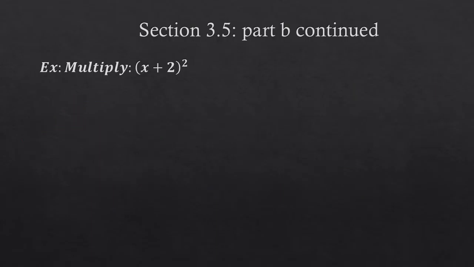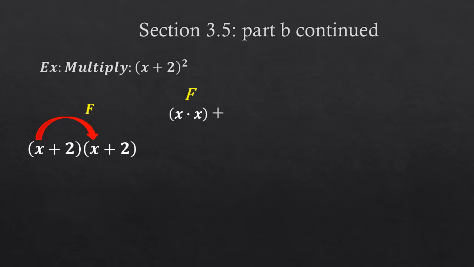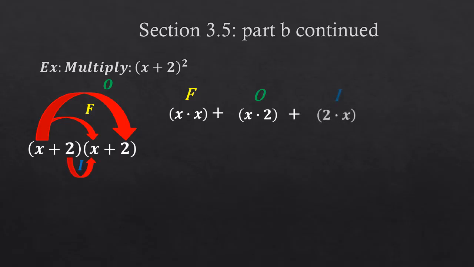Once again, same principle. X plus 2 to the second power is shorthand for x plus 2 times x plus 2. Let's apply the FOIL method. X times x, the F, plus x times 2, the O, the outer, plus 2 times x, the I, the inner, plus 2 times 2, the L, the last.